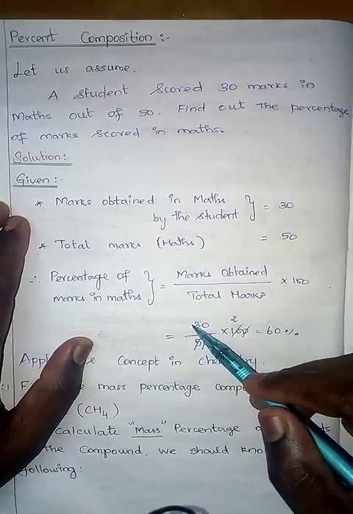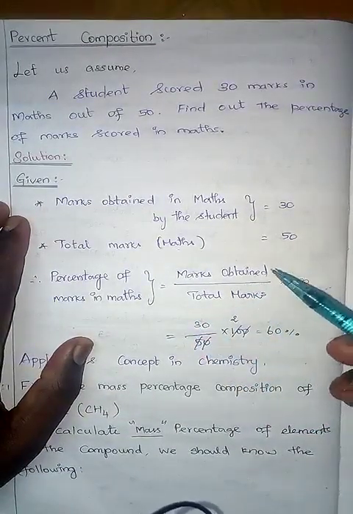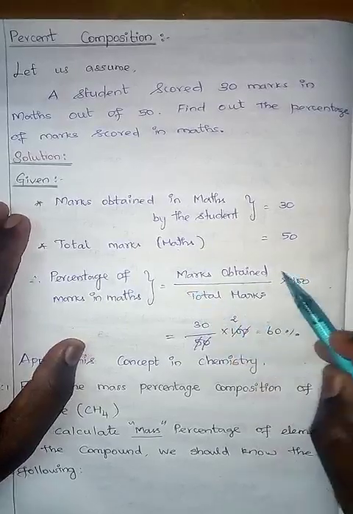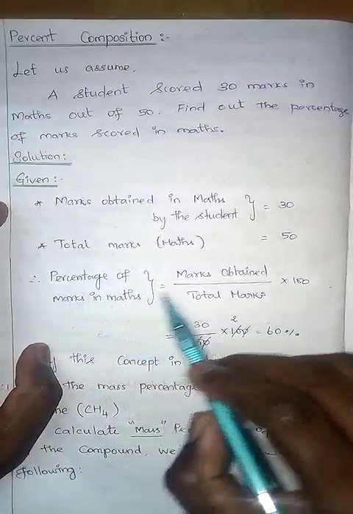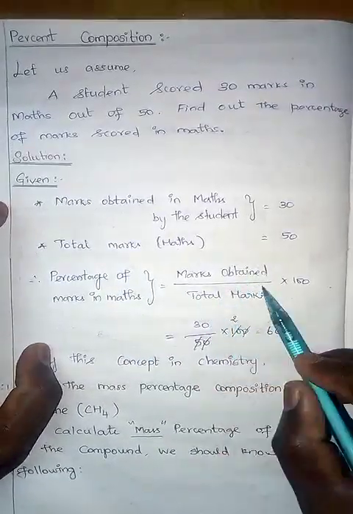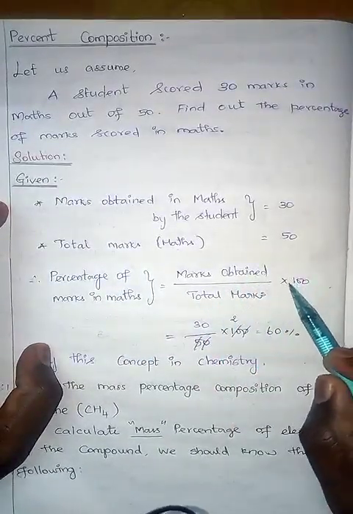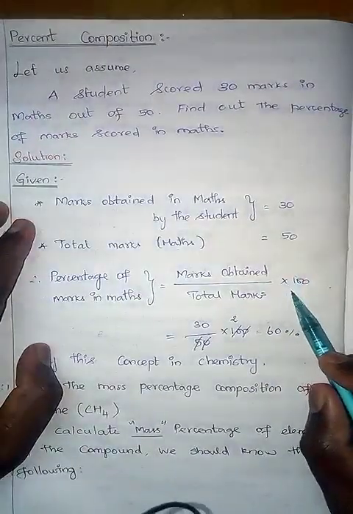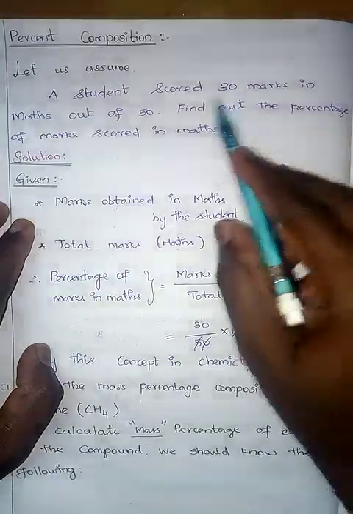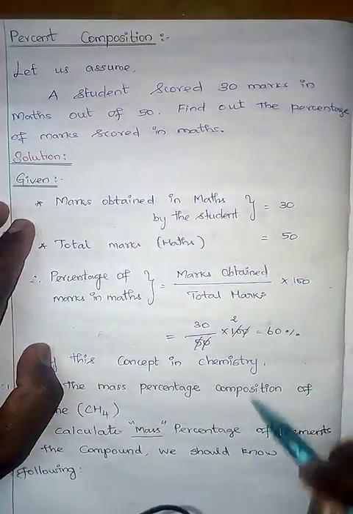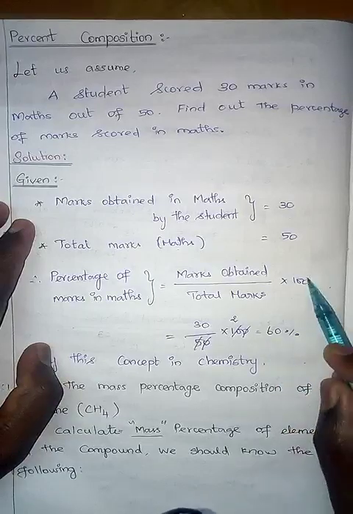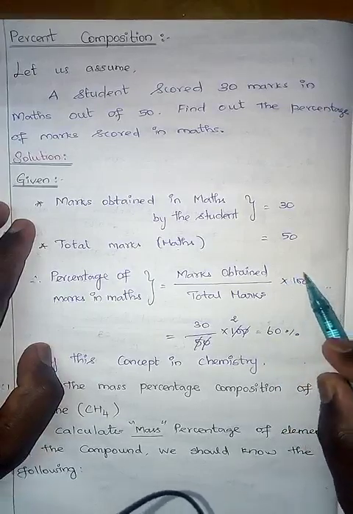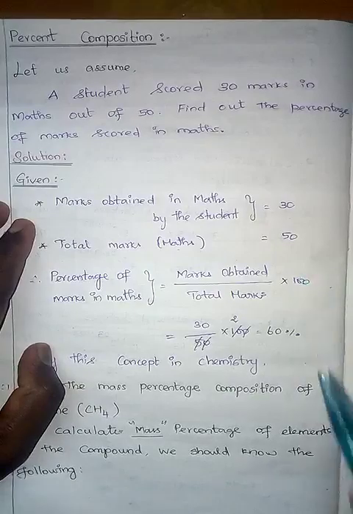Whenever we need to calculate percentage, we do this calculation. The percentage of marks in maths is equal to marks obtained divided by total marks into 100. So this is very important. Whenever I say percent, I am converting the given data into 100. So wherever I come across percentage, we have to multiply with 100. Don't forget this. Please remember this.